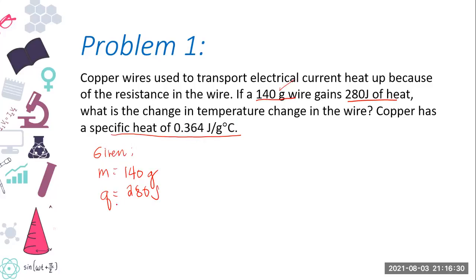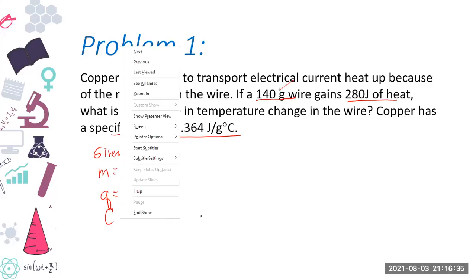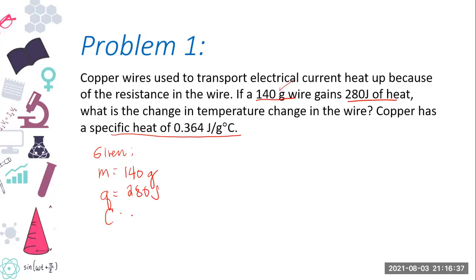value that we see is specific heat. So that's C, which is 0.364 joule per gram degree Celsius. Okay. So it's quite obvious what formula we'll be using, because we have M, we have Q, we have C. And what are we looking for? The change in temperature. I remember from our discussion that when I say change in temperature, that's always a delta. It's a difference between two temperatures. So that is what we're looking for.